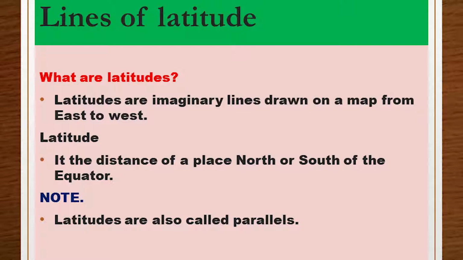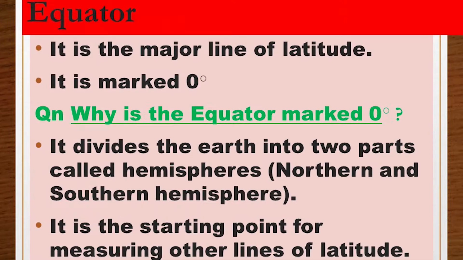Something to note, latitudes can also be called parallels. Why are they called parallels? The reason being they cannot meet at any point. So we look at the major line of latitude as the equator. The equator is the major line of latitude and it is marked 0 degree.